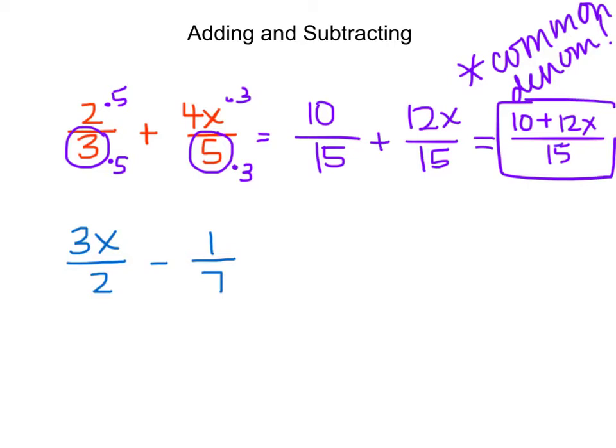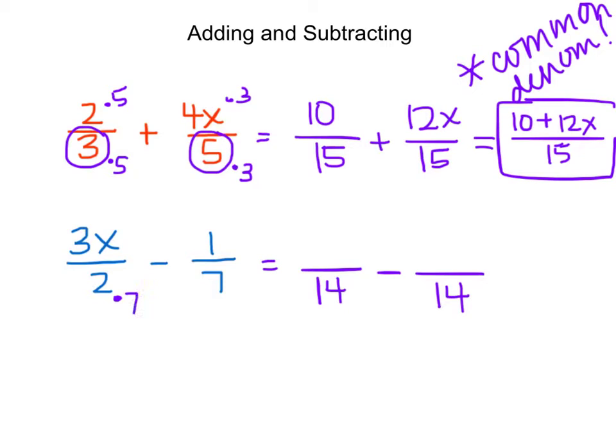Okay, subtraction isn't any different. We do need common denominators, so start off by finding what your common denominator is going to be. So with the 2 and the 7, it looks like I'm going to have a common denominator of 14. So I'll go ahead and set those up. Figure out what you've been multiplying by.